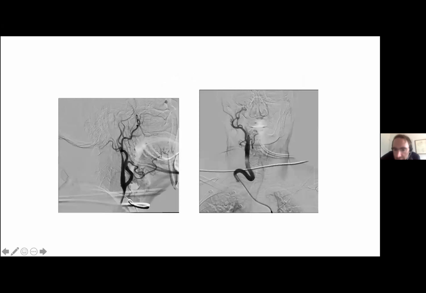Then what happened here is, this is the tube here. It's gone up, it's gone round. Then as we're trying to get the wire up here, you can see there's some sort of shading there. And then if you look at the lateral, it's all like this. So that's a dissection.